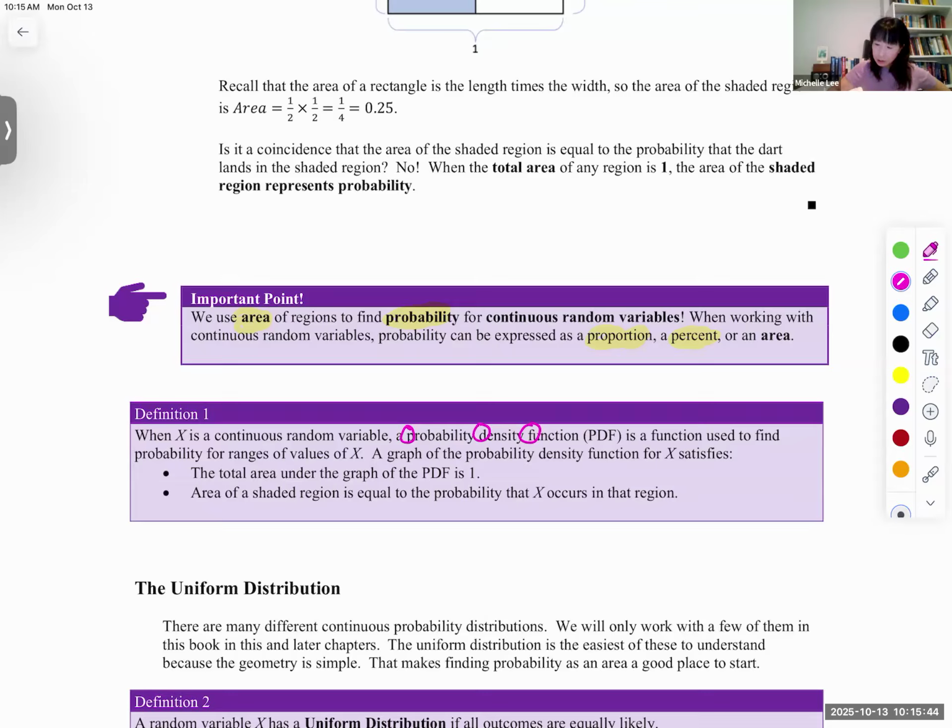It's a function used to find probability. So the total area under the graph of a probability density function is 1. Then we can find the area of the shaded region, right? Okay, so the area under the curve is 1.